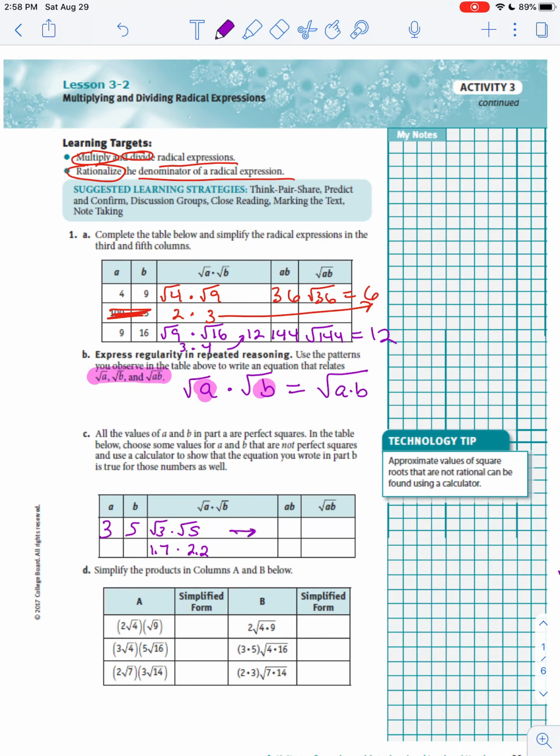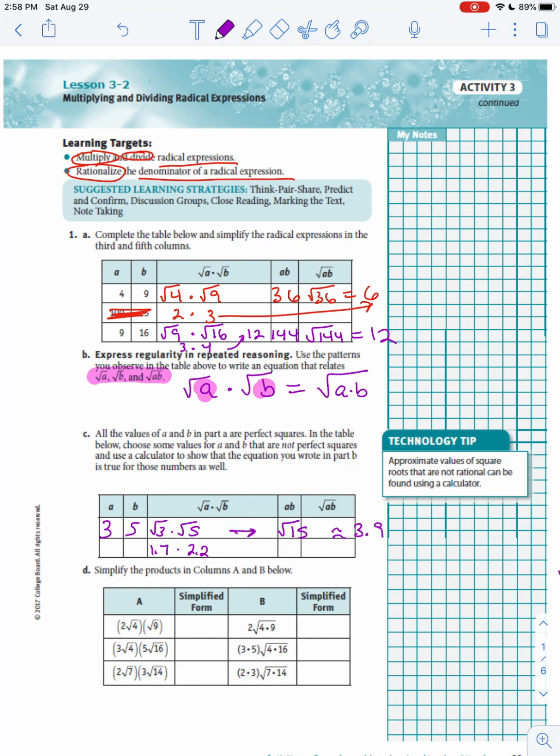Okay, but if I actually multiplied and got the square root of 15, well, if I try that on my calculator, I also get about 3.8 or 3.9. So it's approximately 3.9, we'll say, in both cases. So using numbers that are not perfect squares, the rule still holds true.